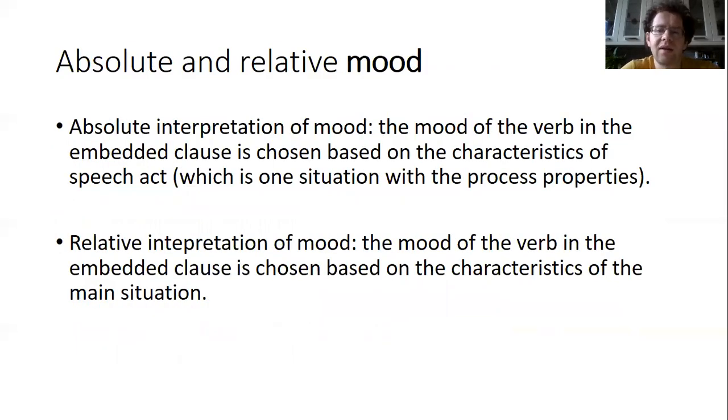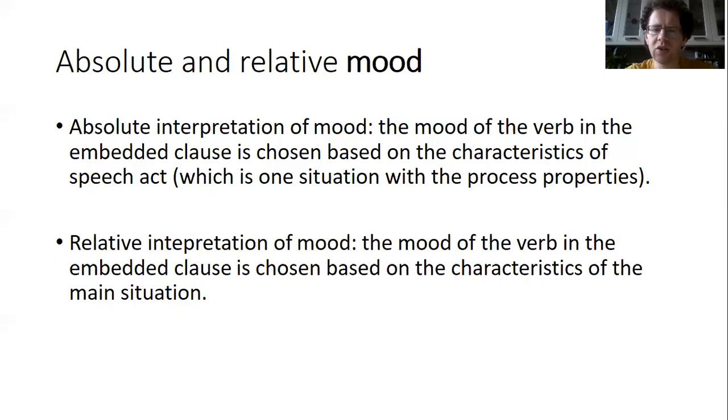So the modified definitions of the absolute interpretation and the relative interpretation look in the following way. The absolute interpretation is the interpretation in which the mood of the verb in the embedded clause is chosen based on the characteristics of the speech act. So the subjunctive mood in the absolute interpretation shifts the situation to a more irreal world compared to the speech act, which is real.